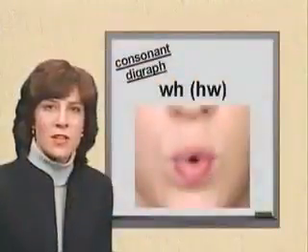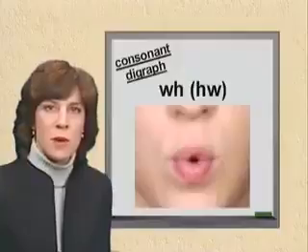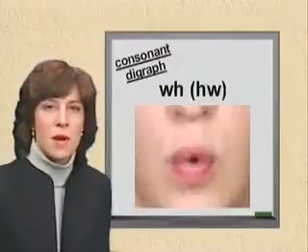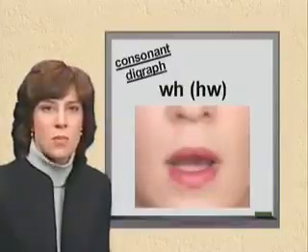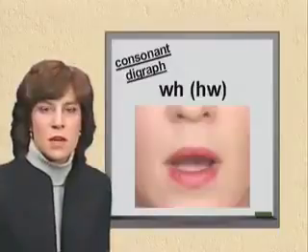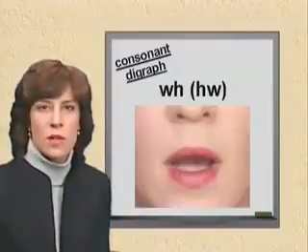The WH sound is made by briefly puckering the lips to form a small circle, then letting the mouth open a bit. The teeth are slightly apart, but not shown. The tongue is in the middle of the mouth. Air is blown through quickly.